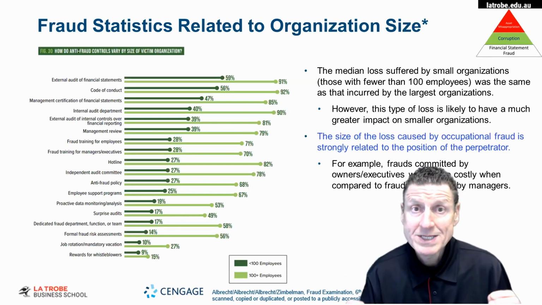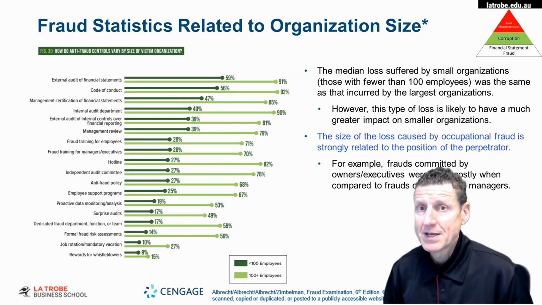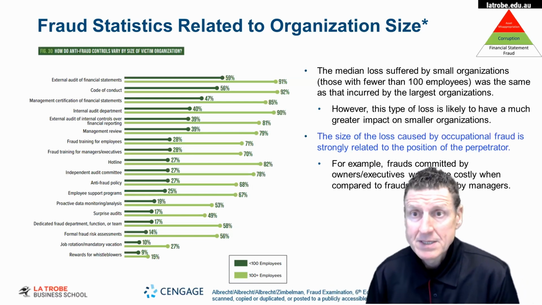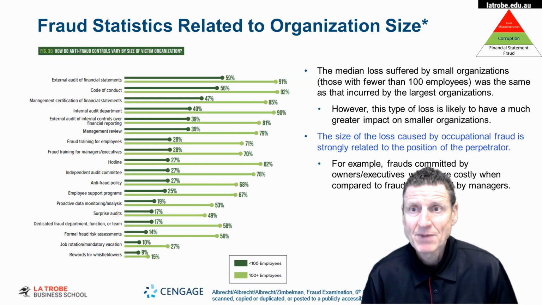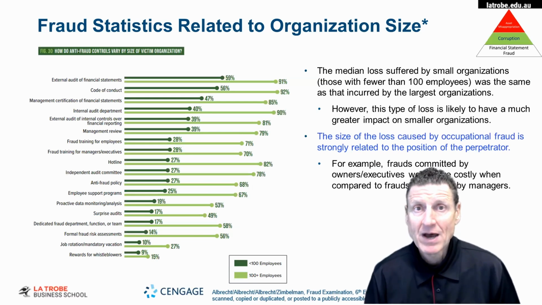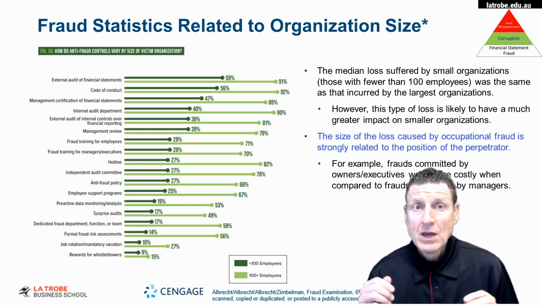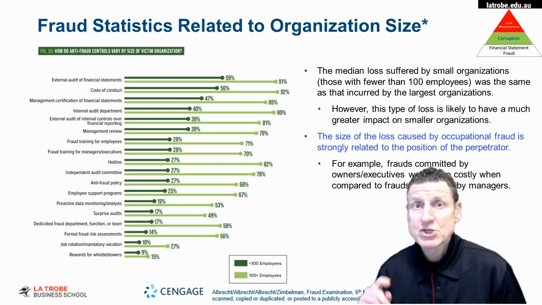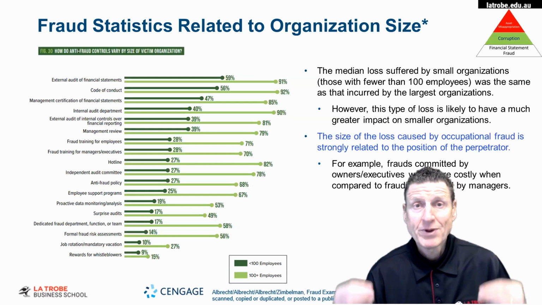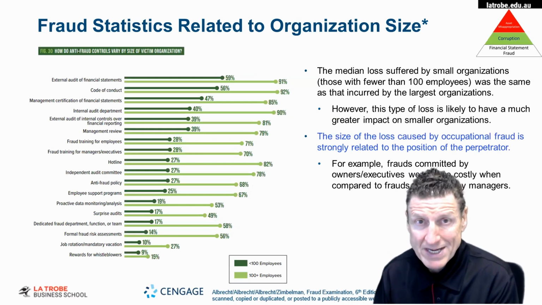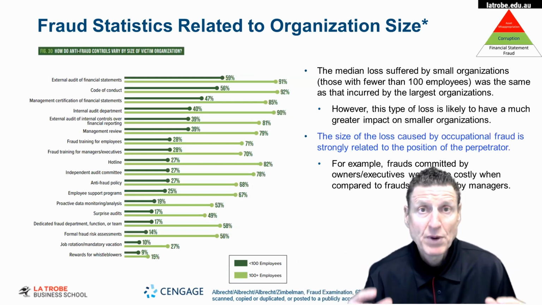Let's have a look at the fraud statistics related to organization size. And as you would guess, while the median loss suffered by small organizations is no different from large, it's likely to have a much larger impact on a small organization because they have a smaller footprint and less resiliency to survive such a loss. Also noted here is that the size of the loss caused by occupational fraud is strongly related to the perpetrator. If the perpetrators are in management or senior management positions, the size of the loss associated with occupational fraud is much larger than if it was perpetrated by an employee.